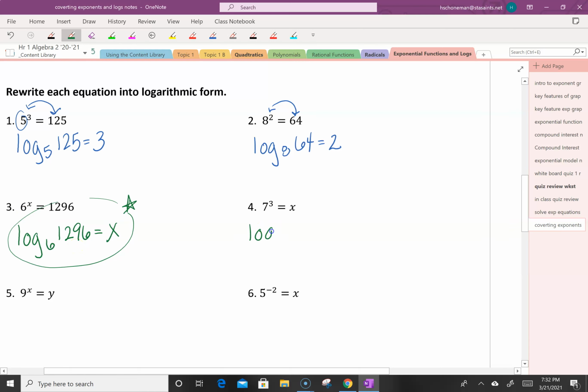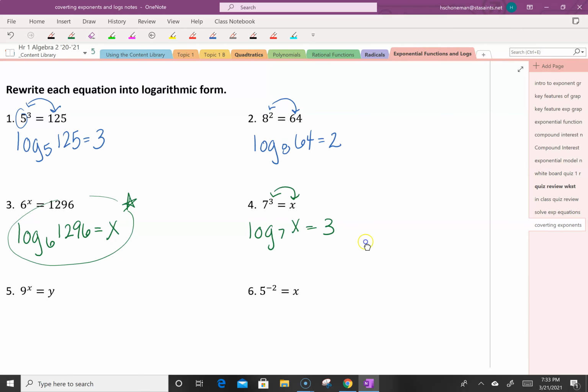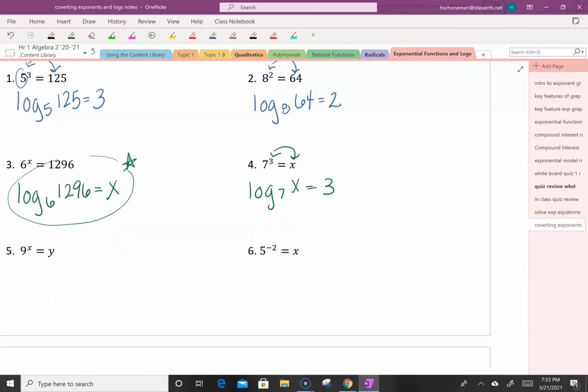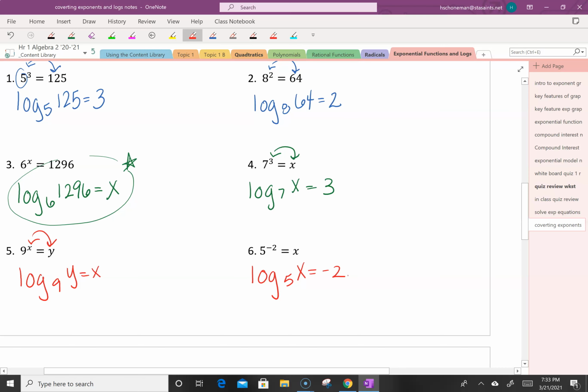So this one would be log base 7, except I need to write an actual 7, of x equals 3, because these two things switch. All right, let's try it again. These have two variables, but it's not going to change anything. This is log base 9 of y equals x, because these flip sides of the equal sign. Even if I have a negative number, it's not going to change it. Log base 5 of x equals negative 2.